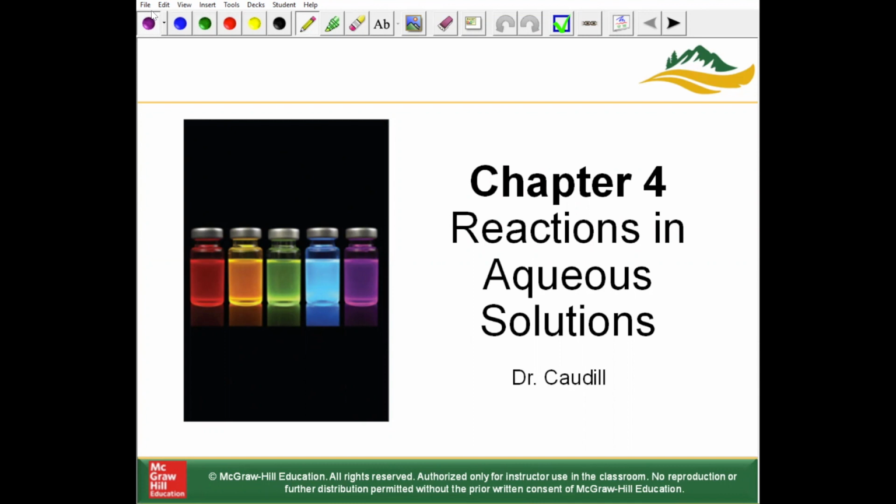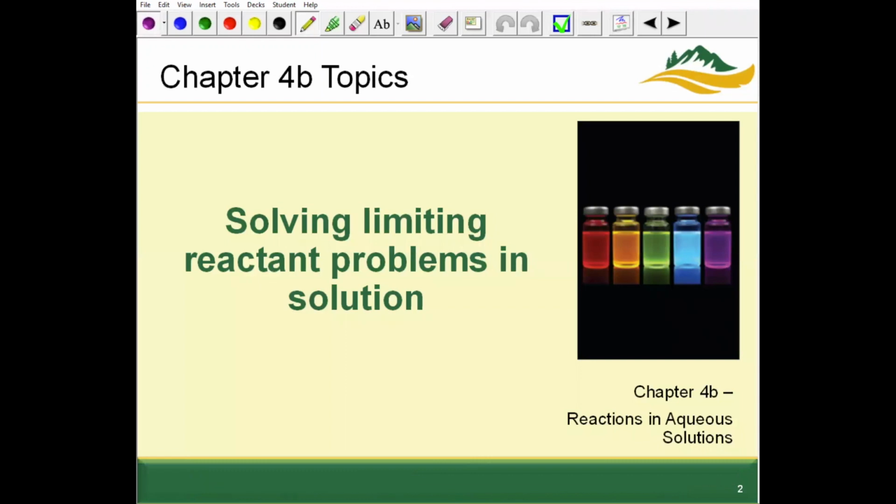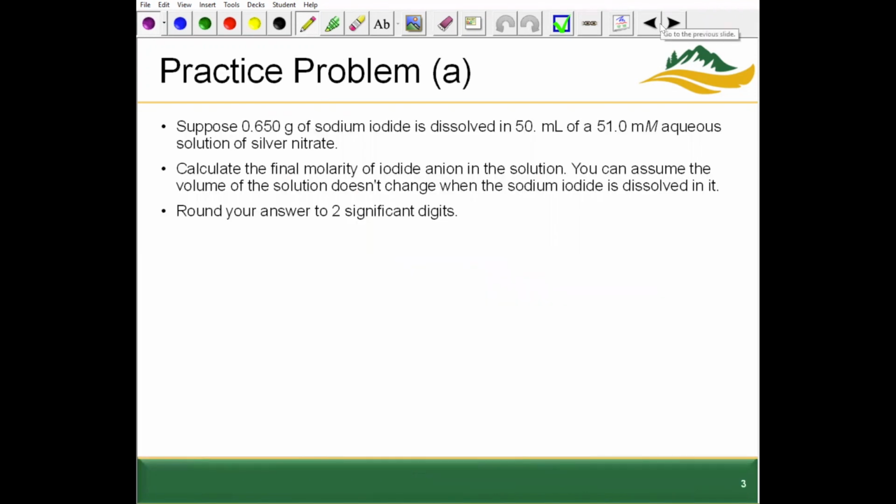Hi everyone, we're going to go into the rest of Chapter 4B today. This next topic in Chapter 4B combines solving limiting reactant style problems, but now working with solutions. So let's go into this practice problem. We've seen limiting reactant style problems before, so let's continue on here.